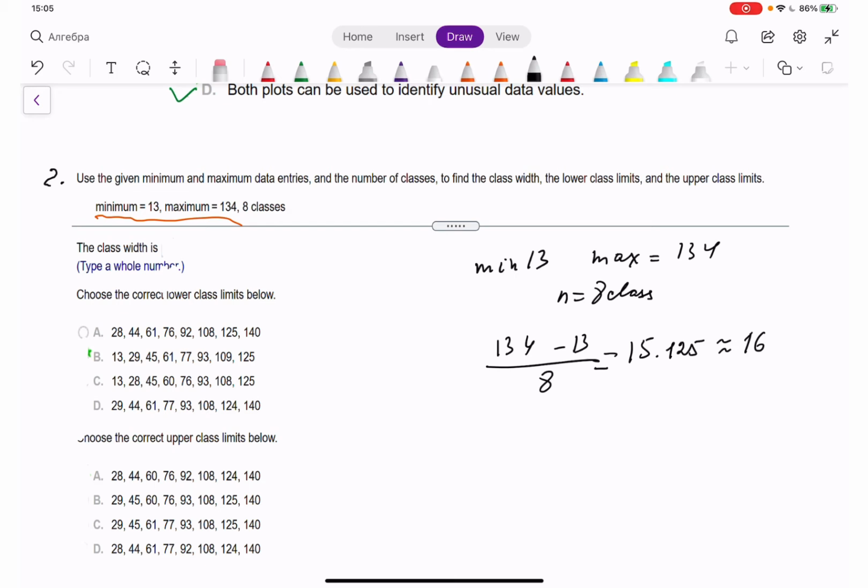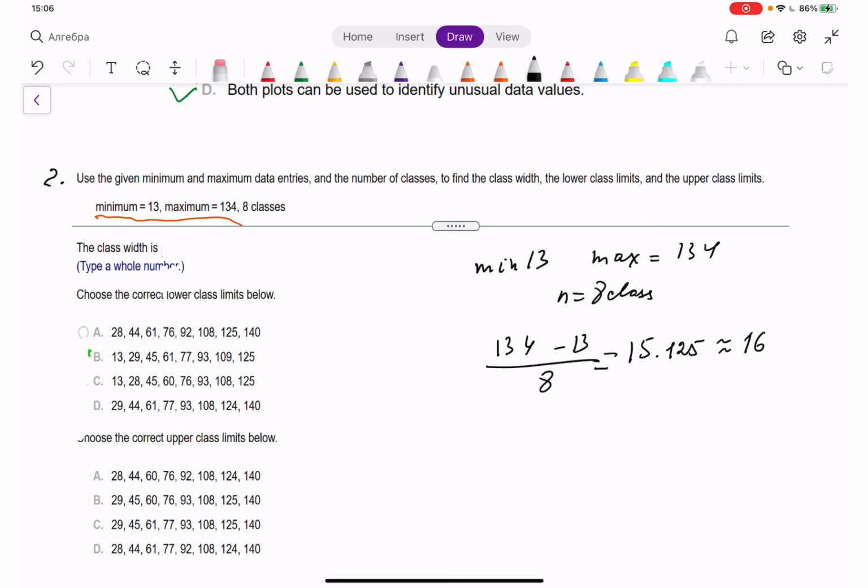we are dealing with existing data entries. Let's say if we have 15.1, we don't take a portion of an existing entry. And since the class width is a minimum, you can take one number higher. So if you have 15.0001, you can still put 16. Now let's see which option is going to give 16.